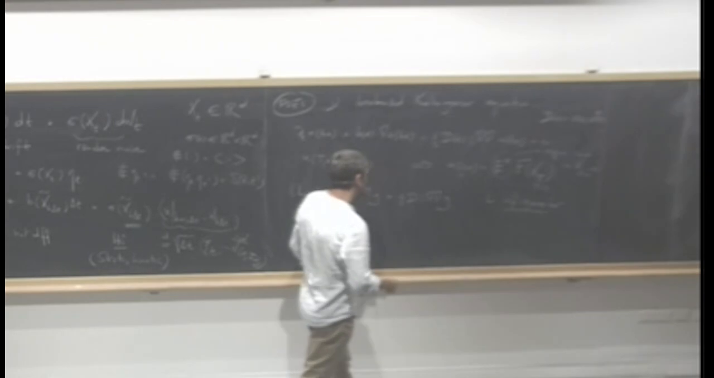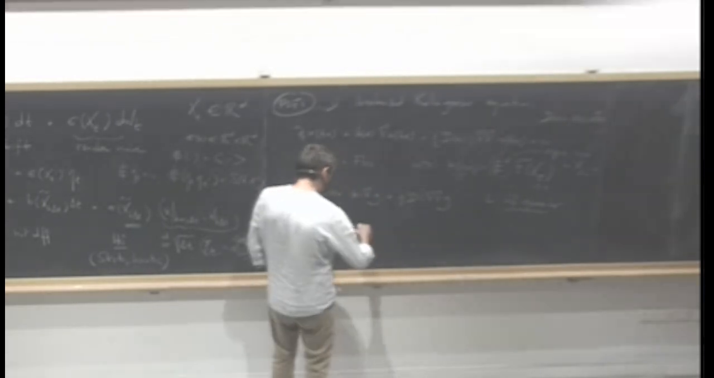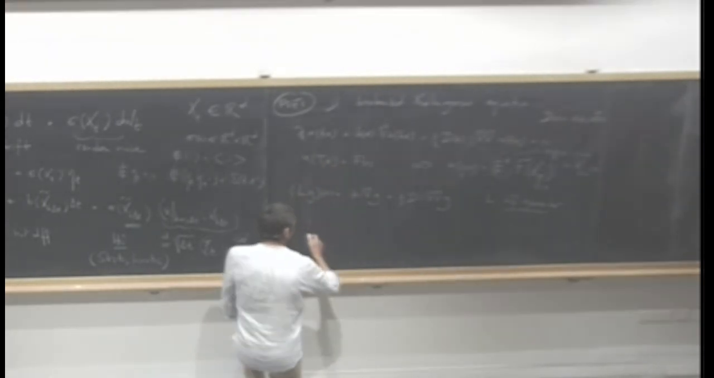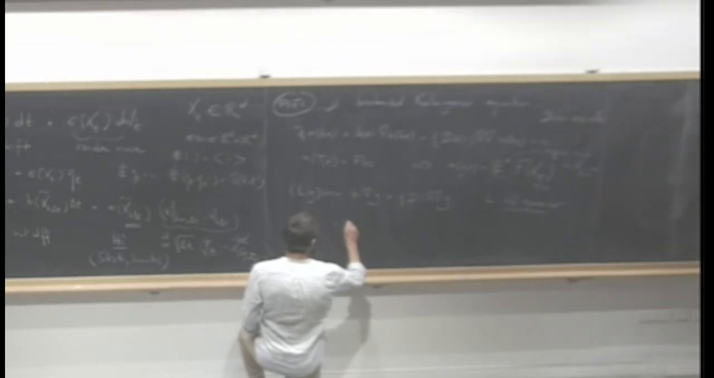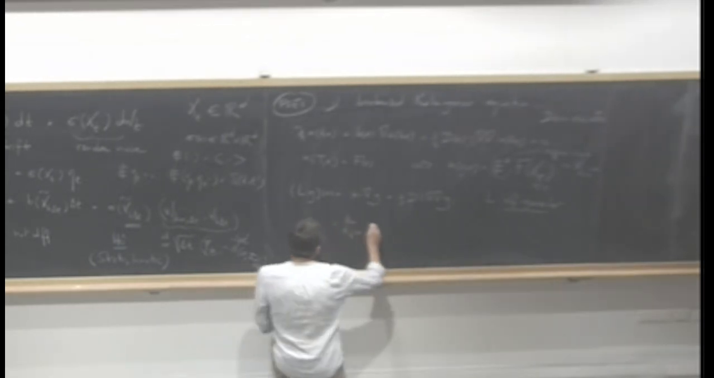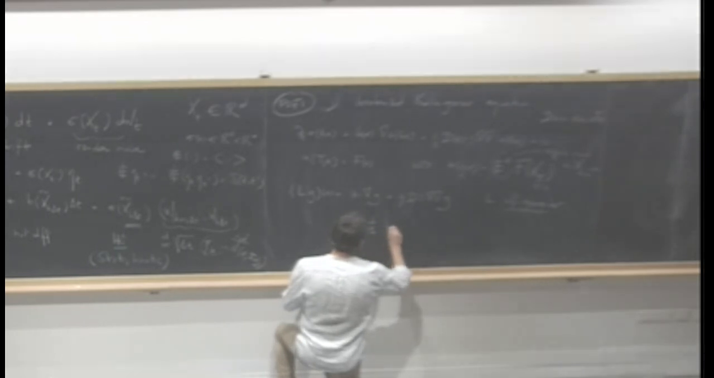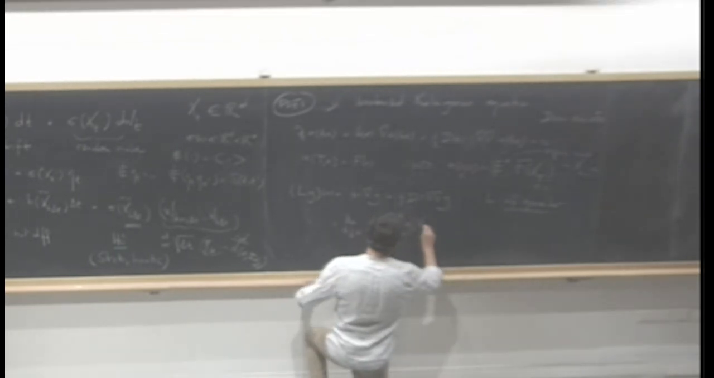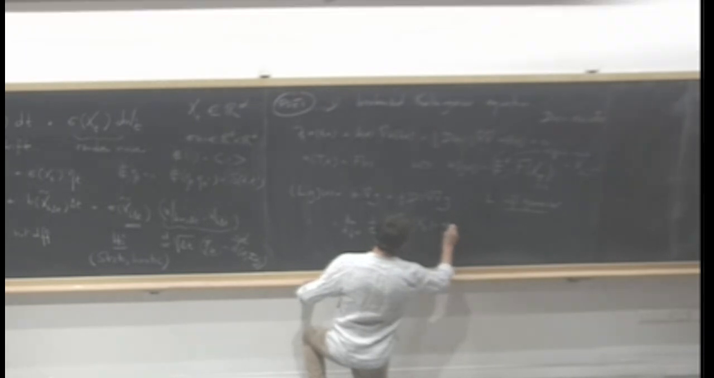Okay? And it has the following interpretation. You can also derive it as being the limit as t goes to 0 of 1 over t times the conditional expectation over x of g of xt minus g of x.